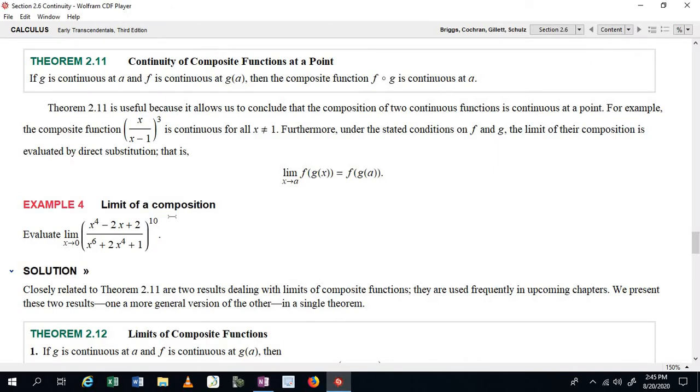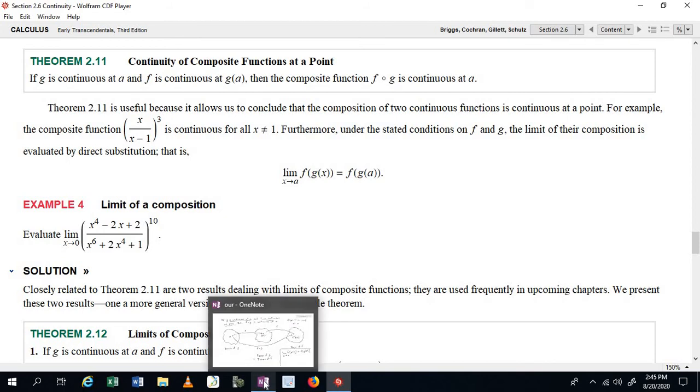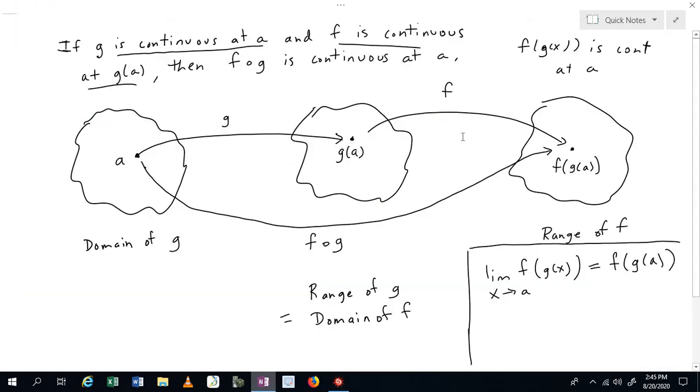Okay, so let's go back and look at example 4. So let's find the limit of this composition. So we want the limit of this composition of functions as x is heading towards 0. Now this really is a composition of two functions, so let's talk about that.